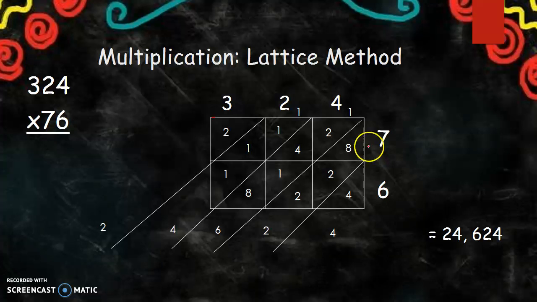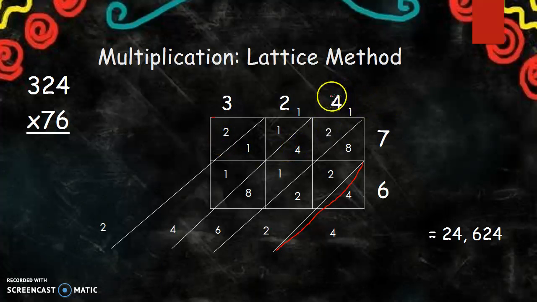Once you have your rectangle, you will draw a line like this one right here, right through the center, and you will align them like I did right here. So once you have that ready, you will then start your multiplication.